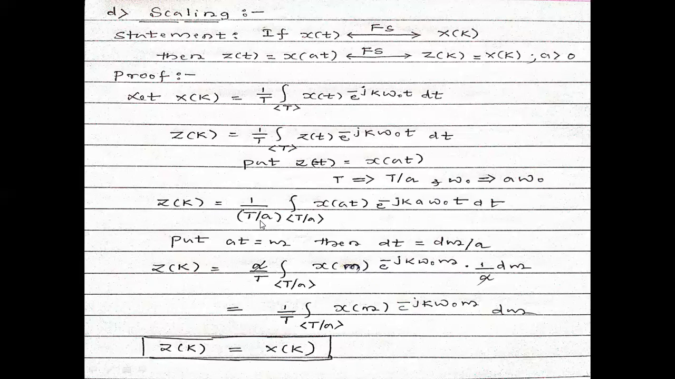Right? So now let me use all these things here. Z of k is equal to 1 divided by T by a, because this T becomes T divided by a, integration of x of a into t, because z of t is equal to x of a into t, e raised to minus j k into a omega naught into dt. Here let me substitute a into t as m, and differentiating, dt is equal to dm by a. Substitute. If I take this denominator to the numerator, this becomes a by T. A t means m. Substitute 1 by a into dm, that is dt. This a and this a get cancelled, and you finally get 1 by T integration x of m e raised to minus j k omega naught m. And this is nothing but X of k again. Right?